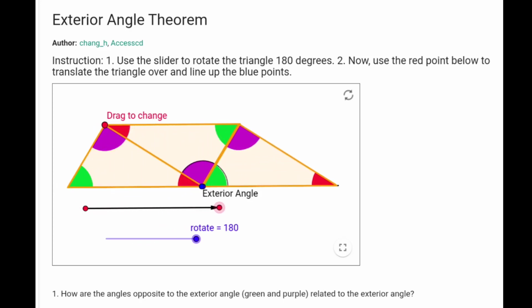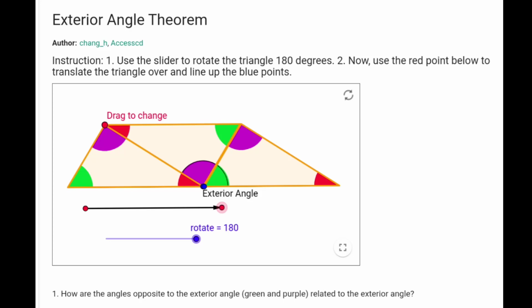A purple and a green angle. So the exterior angle is now filled in with that purple and green angle. So what can we conclude here? What's our conclusion? Well, it looks like in this example that an exterior angle is equal to whatever the purple and the green angle is. And now I wonder if this always works.